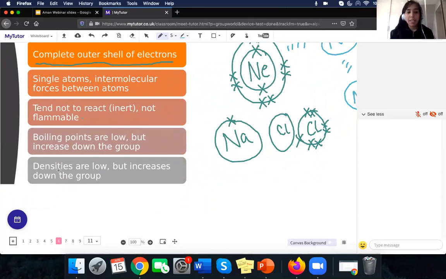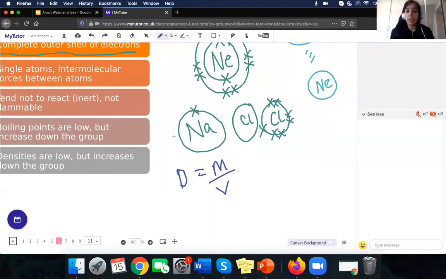The next one is density. So does anyone know the equation for density? You might know this from physics. What is density equal to? Yep, density equals mass over volume. Excellent. So because density equals mass over volume, remember most gases have quite a low density.